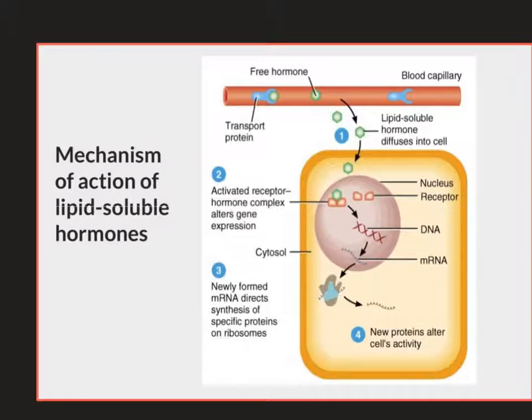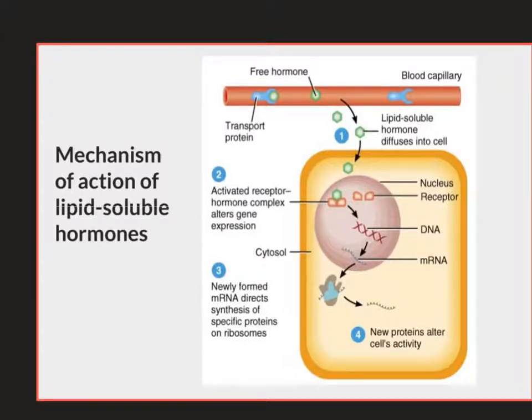So the important part is that if it is a target cell, then once that hormone comes into the cell, it will be able to bind to a receptor, only if it's a target cell. If it's not a target cell, there's going to be no receptor to bind to. So if that cell is a target cell, then the hormone can bind to and activate the receptors that would be located within the cytosol or the nucleus.